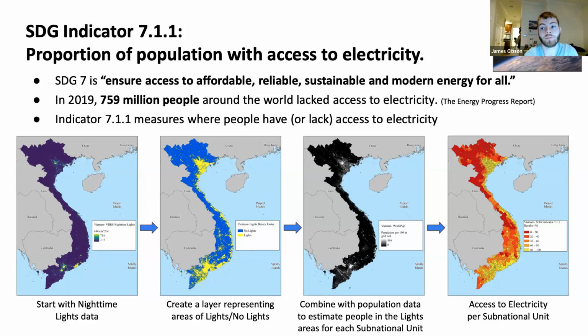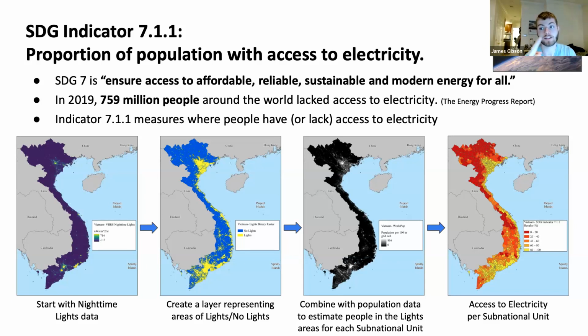So indicator 7.1.1 is really important for measuring access to electricity. In this case, we're measuring where there's lack of access to electricity. A lot of countries are really good at reporting this indicator. It's what's referred to as a tier 1 indicator. There are 3 tiers for the indicators.